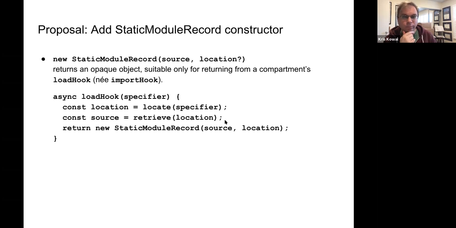Yes, this is the function where you would do source-to-source transforms before returning a static module record. And you're right, this is an important aspect of the API that is deliberately present. Do you foresee objections to that idea?